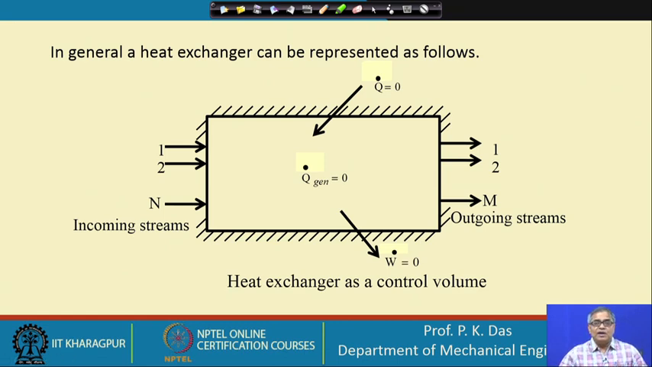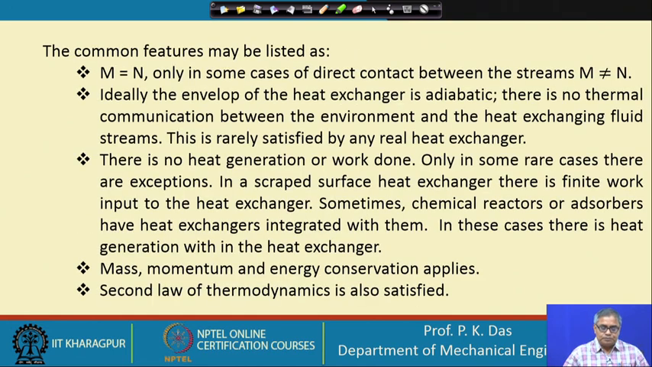So, this is a very common type of representation of the heat exchanger, but there can be some exceptions. M is equal to N in most of the cases. Only in some cases of direct contact between the streams, M is not equal to N. Otherwise, M is equal to N.